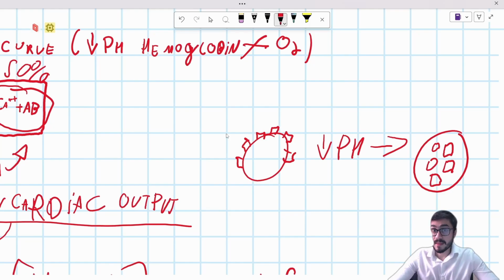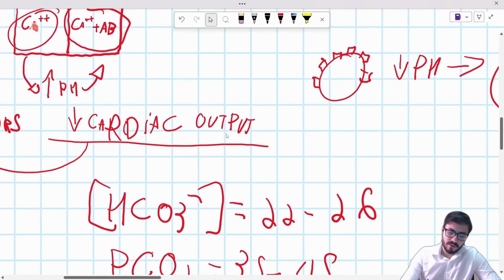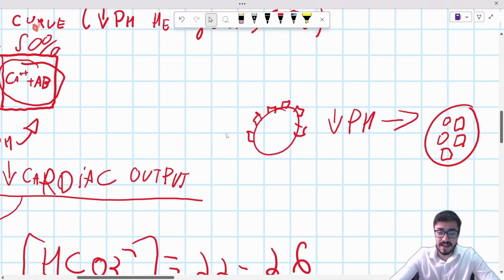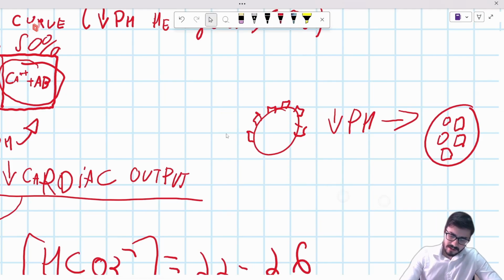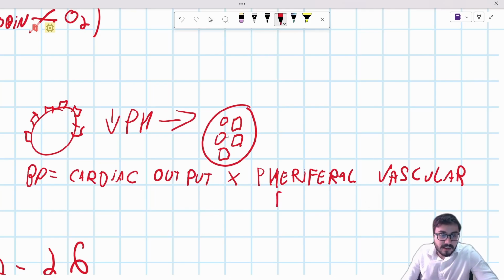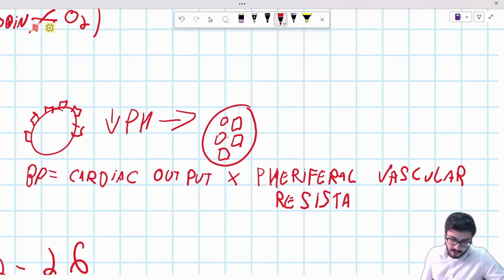The adrenaline, epinephrine won't be able to bind to these receptors and stimulate the heart, okay? And what if we have a lower cardiac output? This will bring it to the hemodynamic balance in the body. Remember that blood pressure is equal to the cardiac output times the peripheral vascular resistance. So if you have a lower cardiac output, we'll end up with a lower blood pressure.